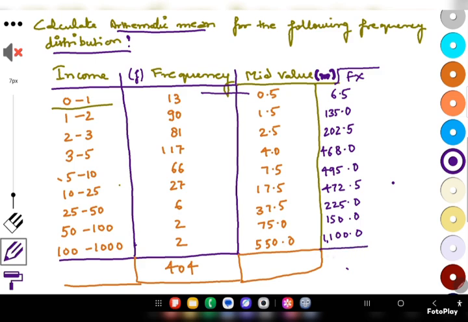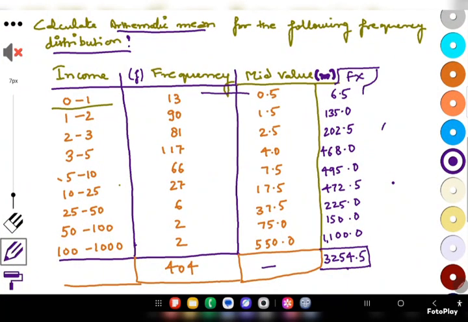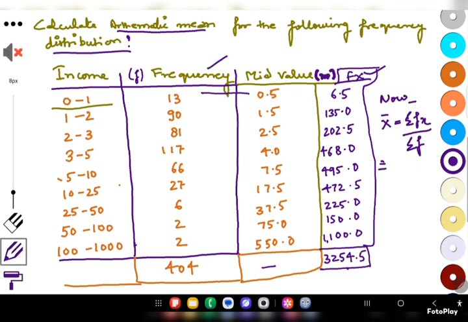Now we'll simply put the values in the formula, where the mean is calculated by sigma fx upon sigma f. So sigma fx, which is the total of the last column, or we can say the fourth column, is 3254.5 upon sigma f, which is the total of the second column, the total of the frequency, which came out to be 404. We have taken the division, the value is 8.06. So this is the arithmetic mean for the following frequency distribution. This is how it is calculated in the case of grouped series where the class intervals are given. Hope it could cover a bit. Thanks.